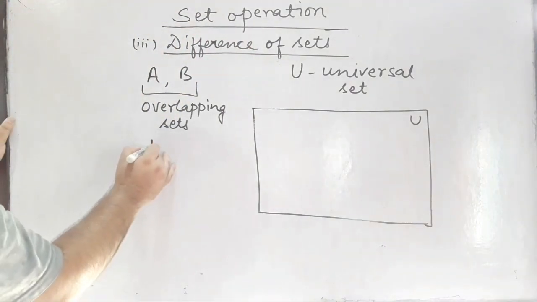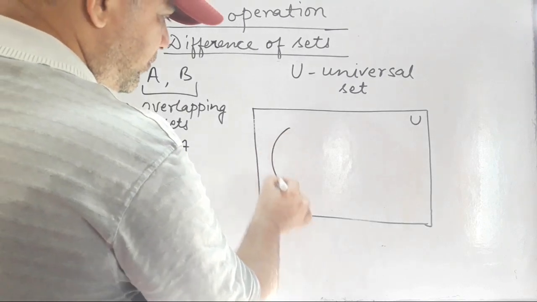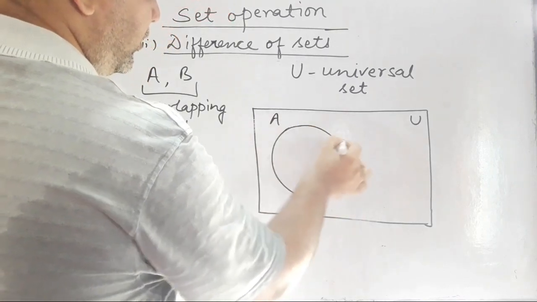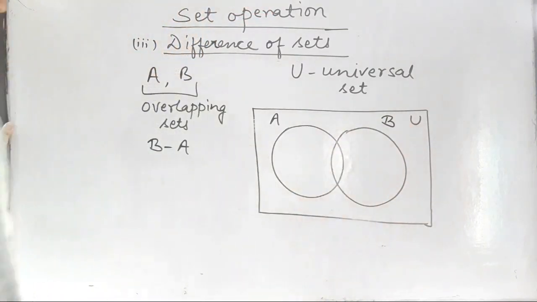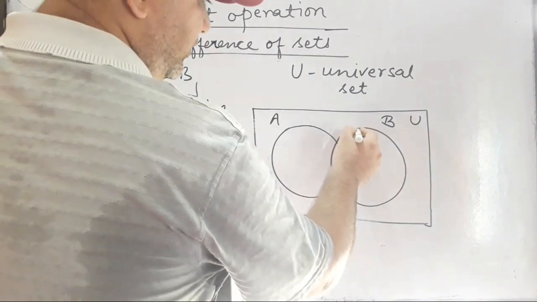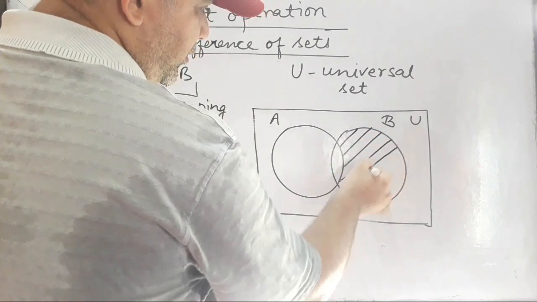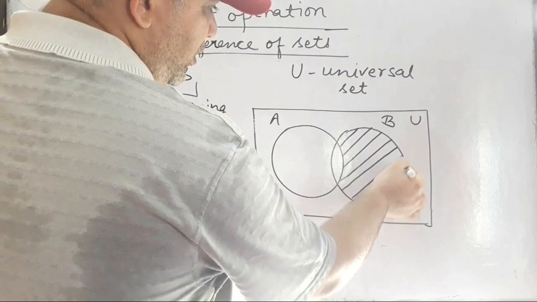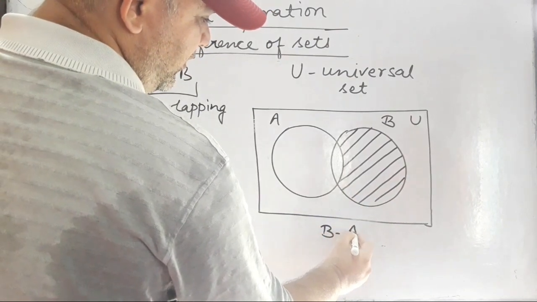Now I want to say B minus A. Then the figure would be the same. Set A, set B, they are overlapping sets. And B minus A is the set contained only in B but not in A. That is this part. This is the part containing the elements only in B. So this is B minus A.